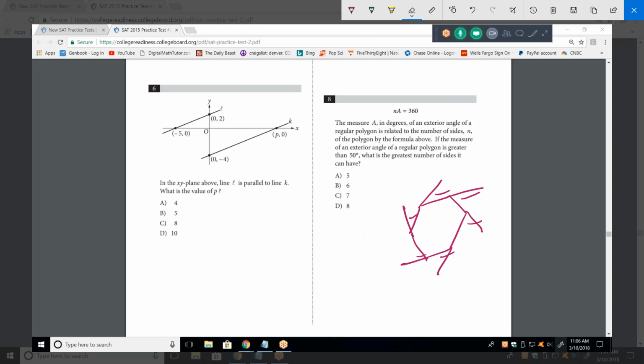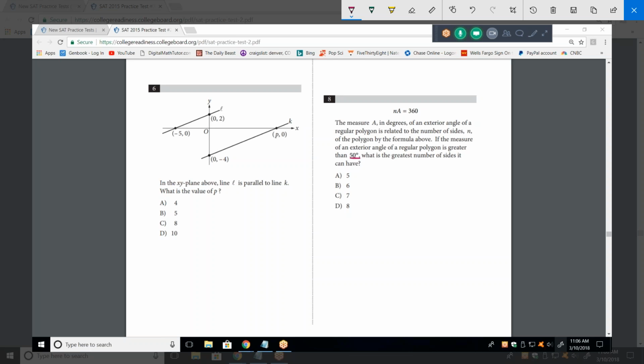You can see that that's kind of what that first formula says. The number of angles times the measurement of each angle equals 360. That's what that means. And the triangles are 180. That's correct, although that really doesn't have anything to do with this problem, but that's an important fact to remember. So this says if the measure of an exterior angle is greater than 50 degrees, what is the greatest number of sides it can have? Where are you going to start here?